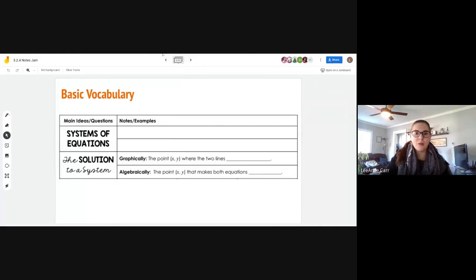All right, let's talk about what an actual system of equations is in the first place. This is our big vocab for today. Again, if you want to paraphrase a little bit in your notes, that's okay, as long as you get the general idea. So what is a system of equations? It is two or more linear equations, and EQNS is the abbreviation for equations, with the same variables.